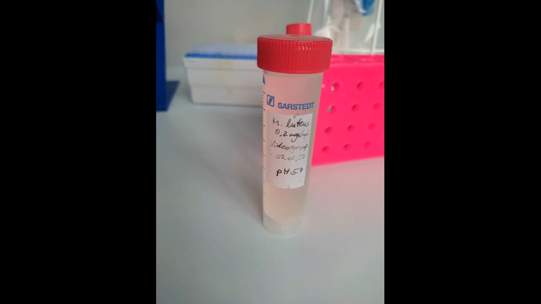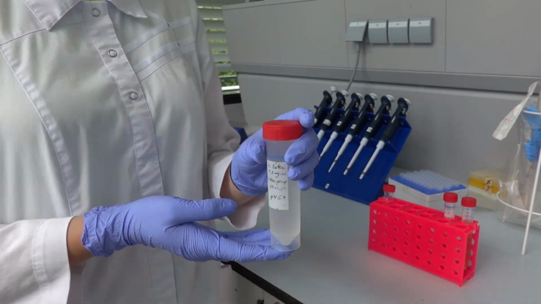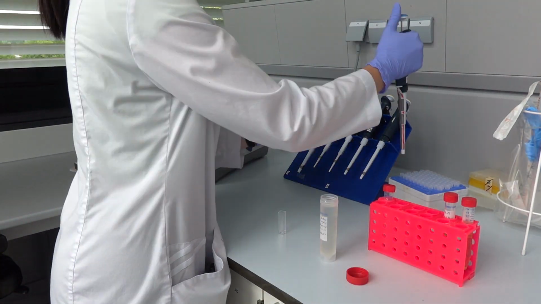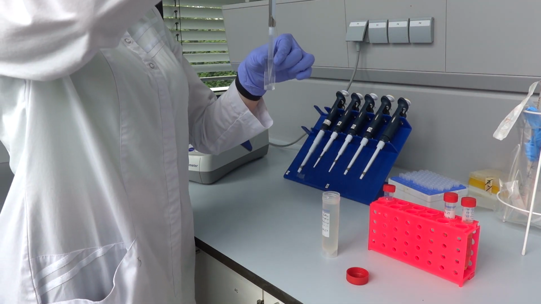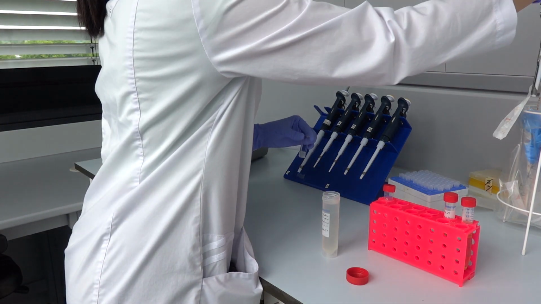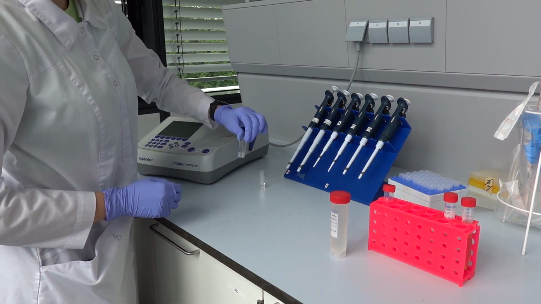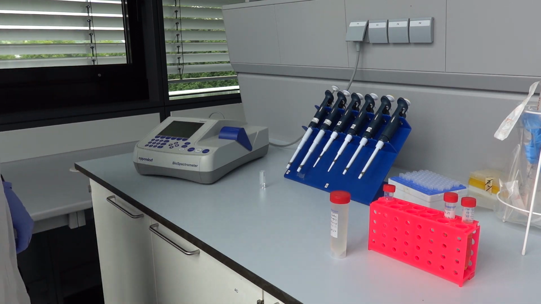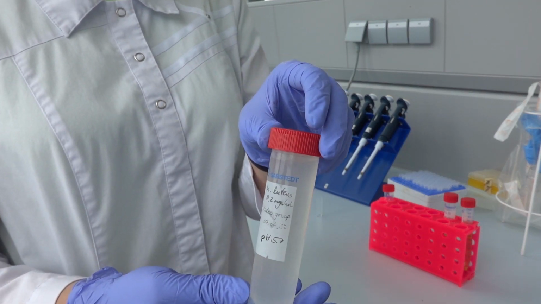Afterwards, the bacterial suspension is measured at 450 nanometers. In our case, dry bacteria were used and mixed with phosphate buffer. The value for bacterial suspension should be between 0.5 and 0.75. Otherwise, the suspension should be diluted. In our case, we measured it to be 1.257 and it was diluted 1 to 2.